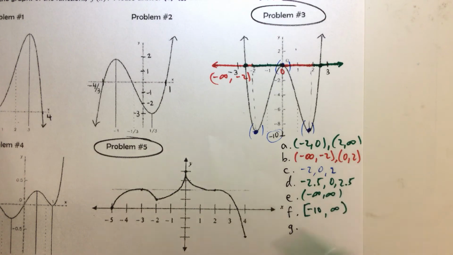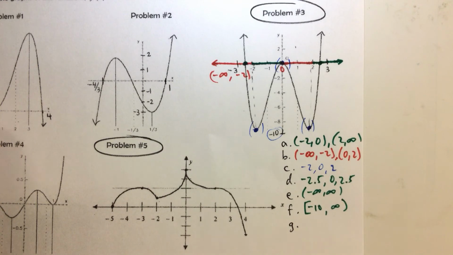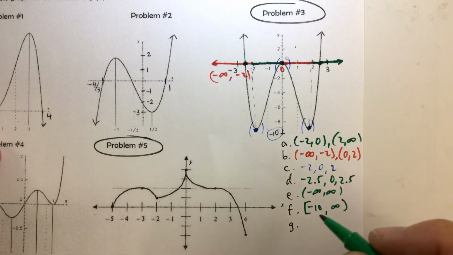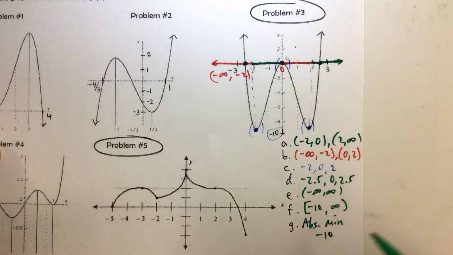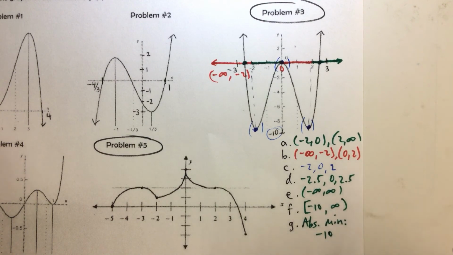But I didn't realize that part G is asking for the absolute maximum and minimum values, if any. The absolute min value, like I said, would be -10. It's the lowest y value on the entire graph. Absolute min, -10. And there are no absolute maximum values because the y values keep getting bigger and bigger, and there's no one real number that would be the absolute maximum value.